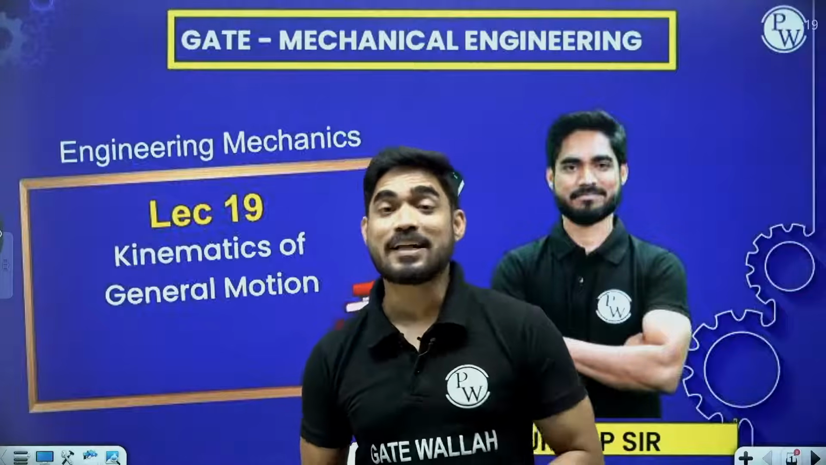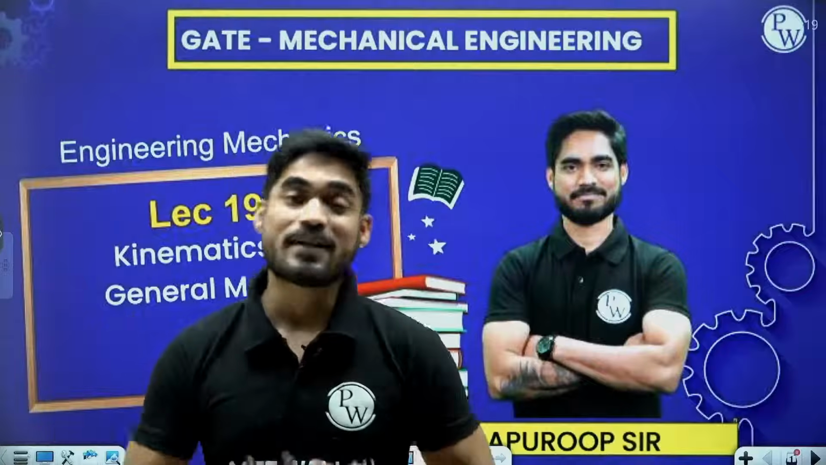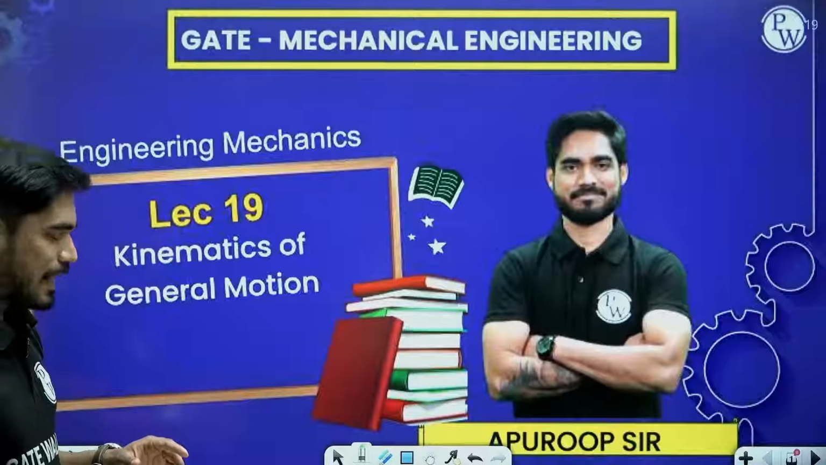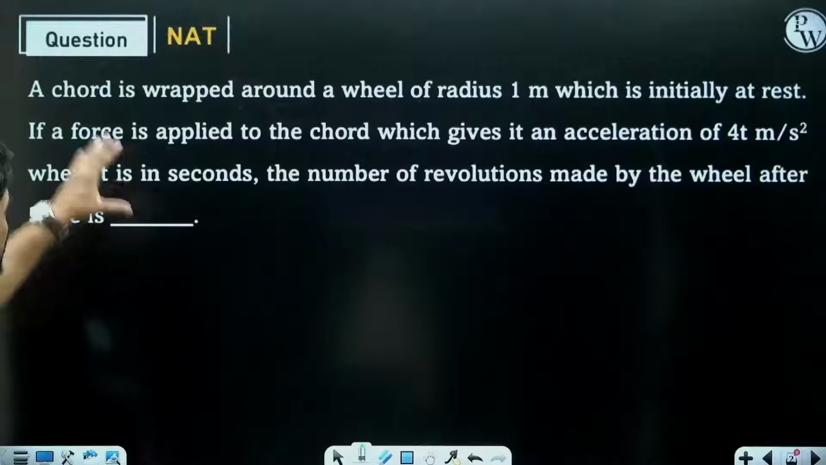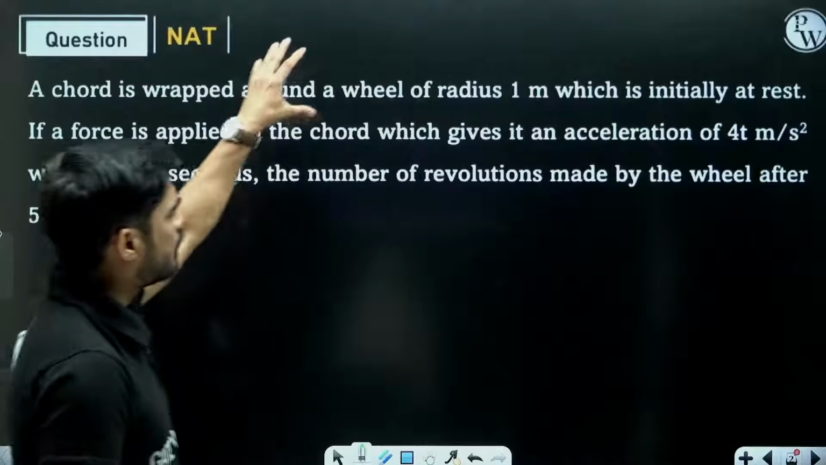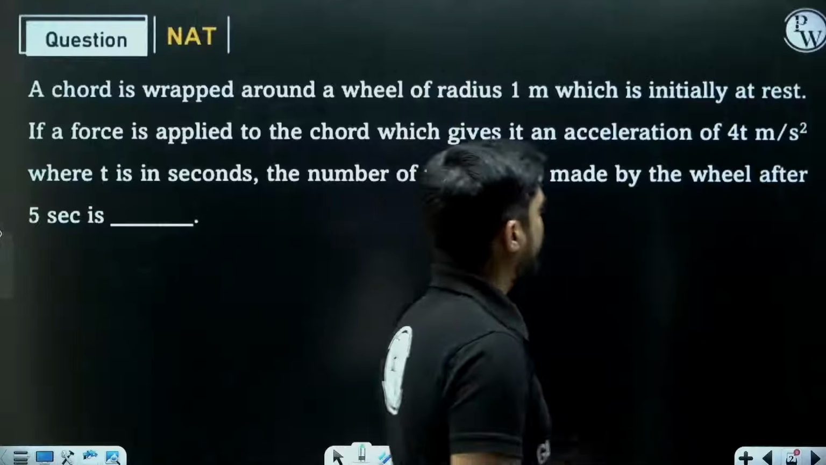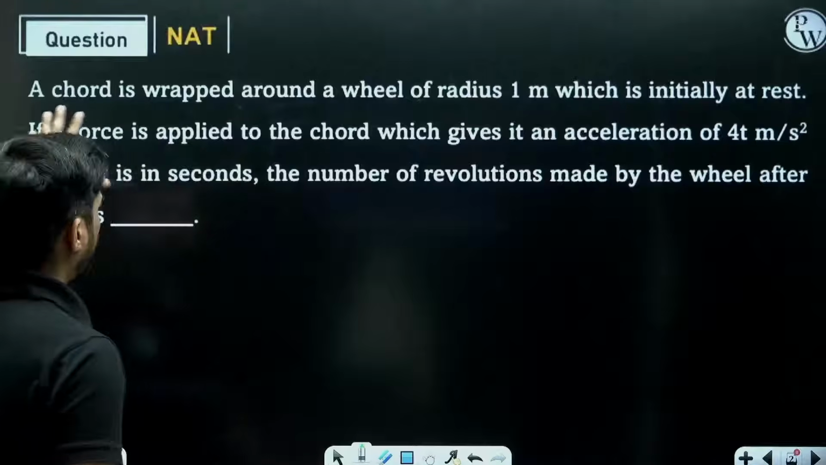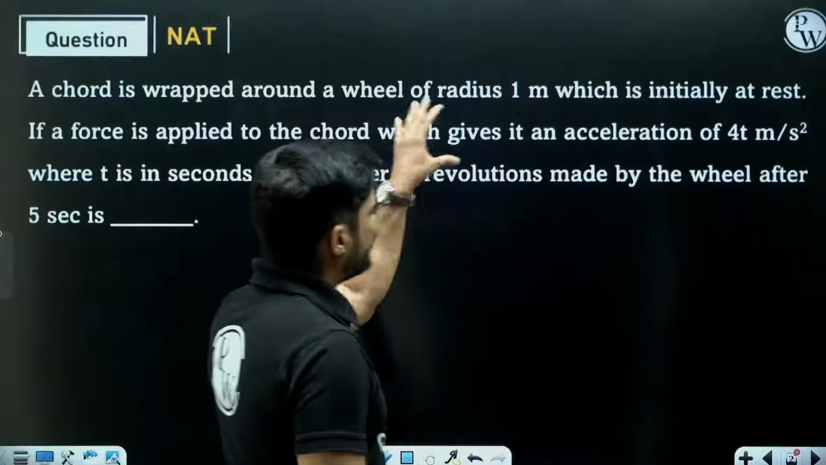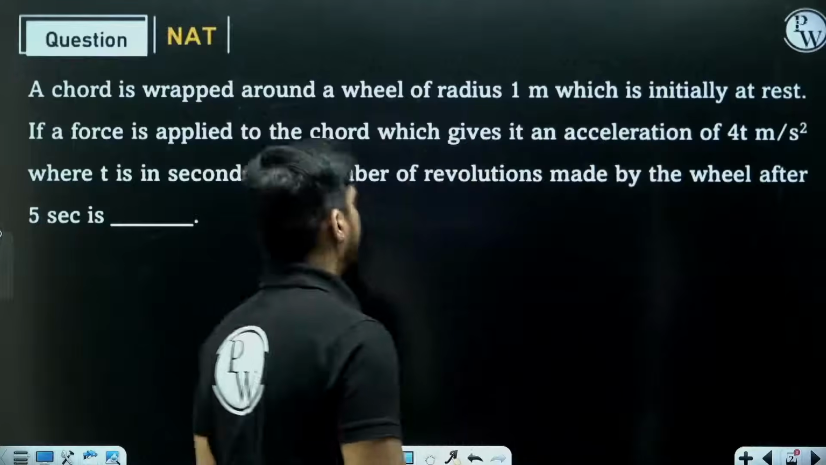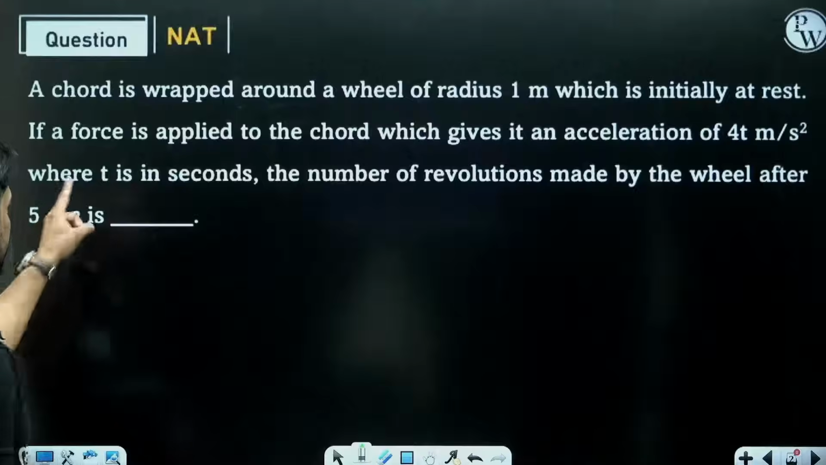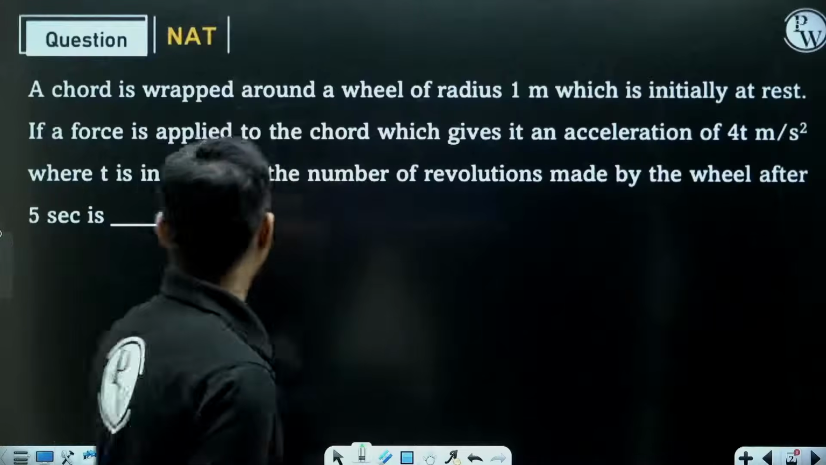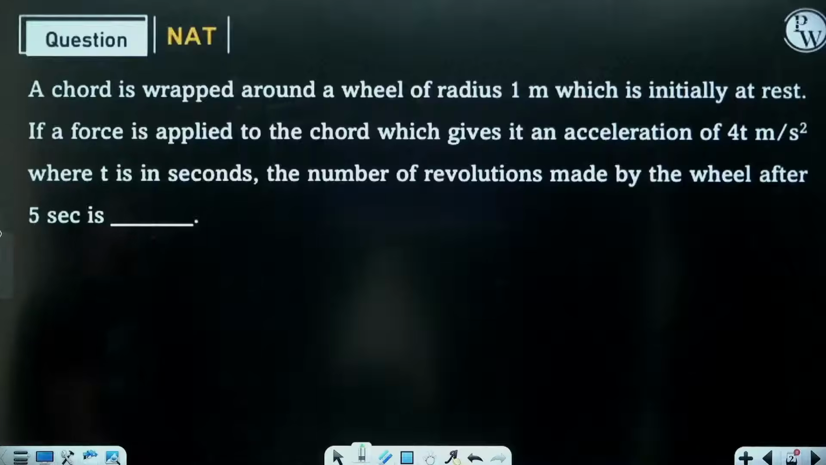But before starting today's lecture, let's first solve the question that I gave you in the last class as an assignment. A cord is wrapped around a wheel of radius 1 meter, which is initially at rest. If a force is applied to the cord, which gives it an acceleration of 4t meter per second square, where t is in seconds, number of revolutions made by the wheel after 5 seconds is.